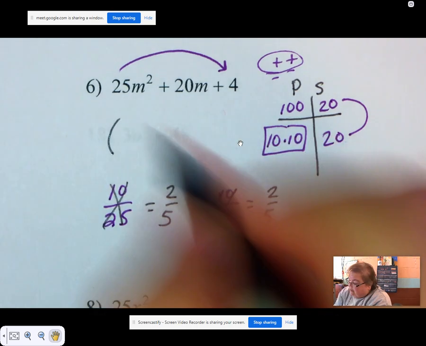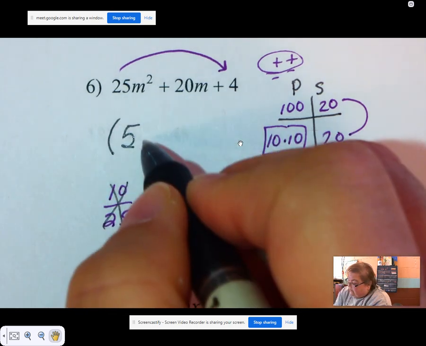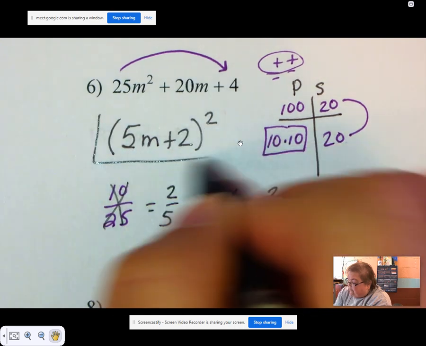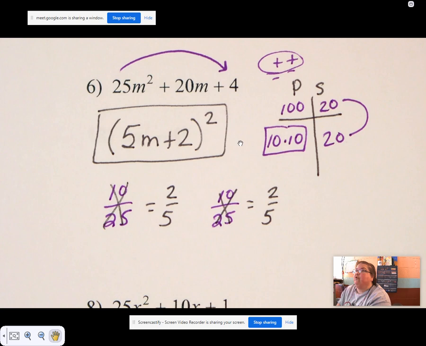If you can do it from here, you're more than welcome to. 5m plus 2, and you can go and square it from there. If you're more visual and you need to write it twice, then write it as a squared binomial. I'm okay with that also. Either way you need to do that, that works for you. Questions? Okay. Are you ready for the pattern? Do you have it?